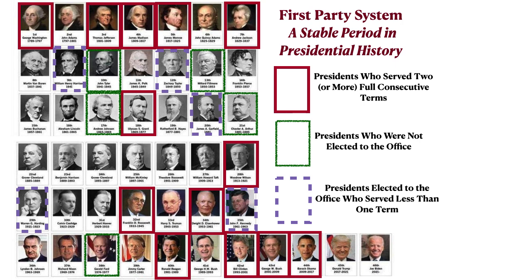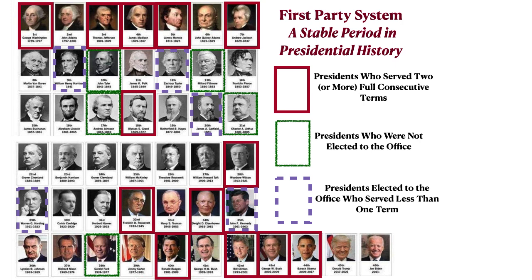Grover Cleveland served 2 full terms, but that was interrupted by the presidency of Benjamin Harrison, so he doesn't count. This is in the late 1800s. Then in a fuzzy green line, I have presidents who were not elected to office. These were people who stepped into office after the president died, vice presidents.